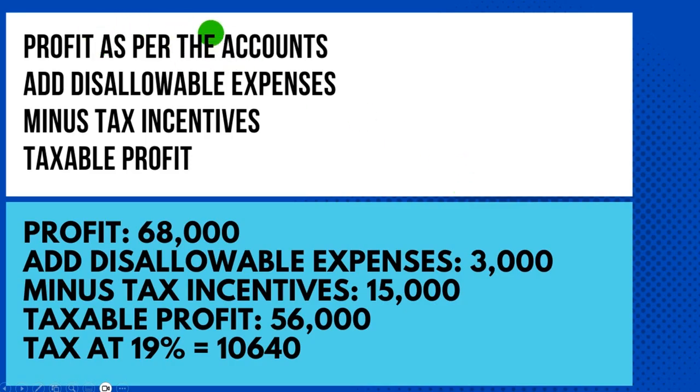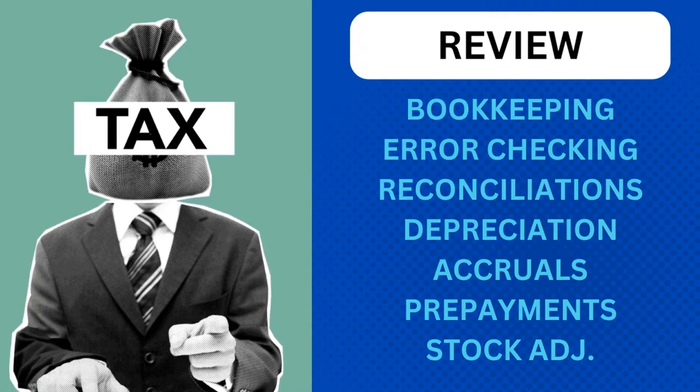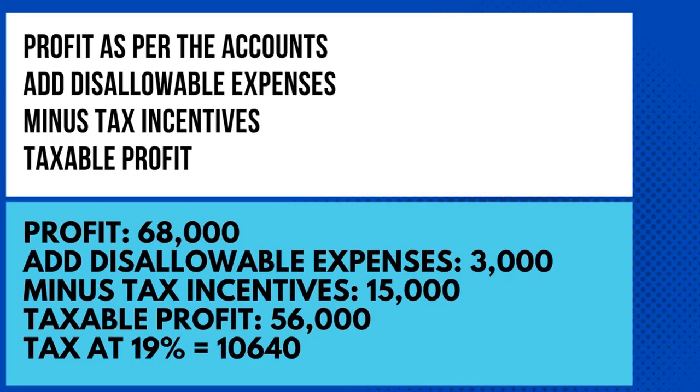So the profit as per the accounts, that's after all these things are done. We add any disallowable expenses. There might not be any. There might be loads of them. We minus tax incentives. So that could be asset purchases. It could be other things, R&D costs like research and development. It all depends on the tax authority and what tax incentives they have in place. We then have the taxable profit, and that taxable profit is calculated against the tax rate to know how much tax should be paid. So here we have an example down here.